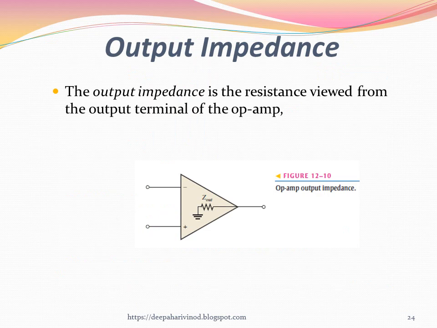Output impedance. Output impedance is the resistance viewed from the output terminal of the op-amp. In the figure we can see that it is denoted as Zout.